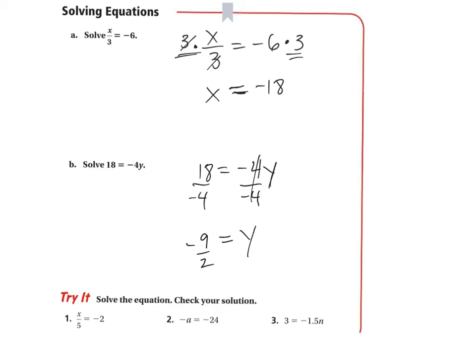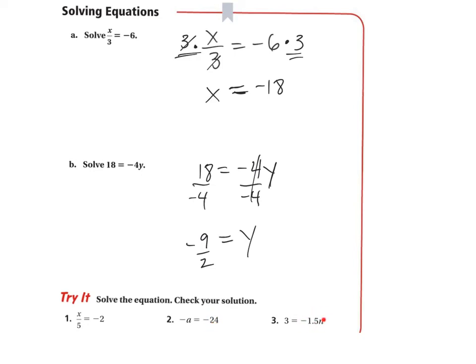So really quickly, let's look at these down here. So this is x divided by 5, so we're going to multiply both sides by 5. This is a little tricky. This is negative 1, right? There's this secret 1 in front we've talked about. So this is -1 times a. So if I divide both sides by -1, I end up with positive 24.